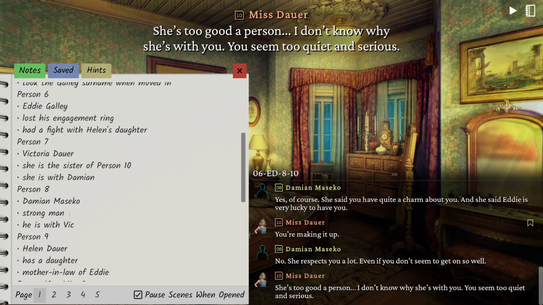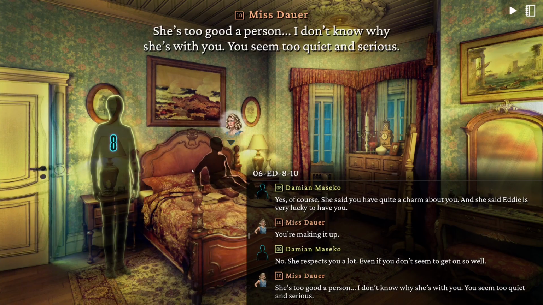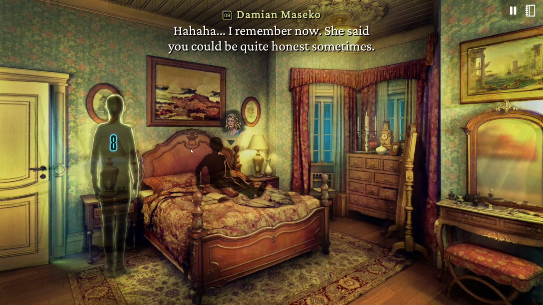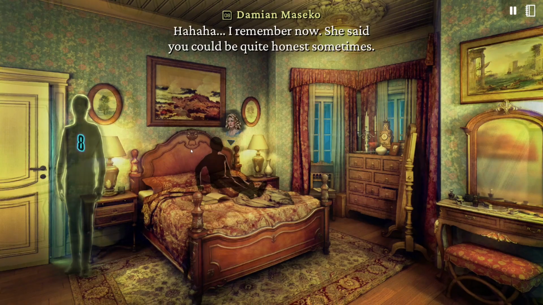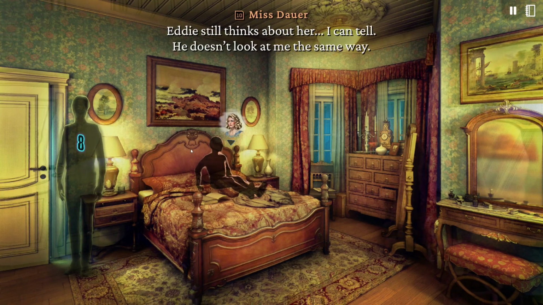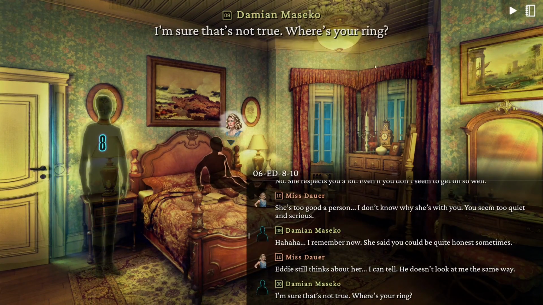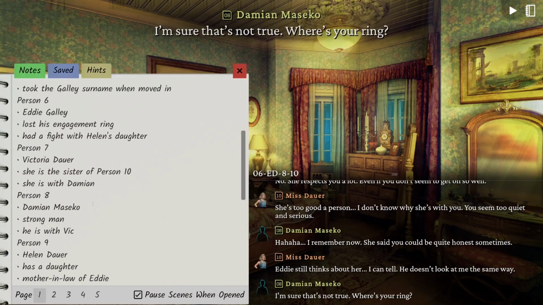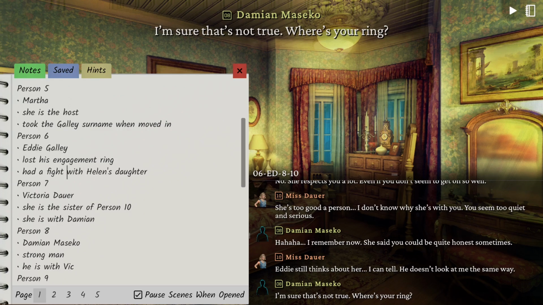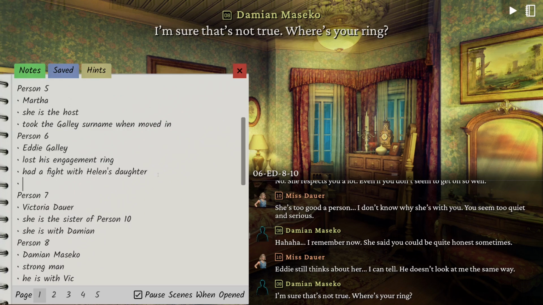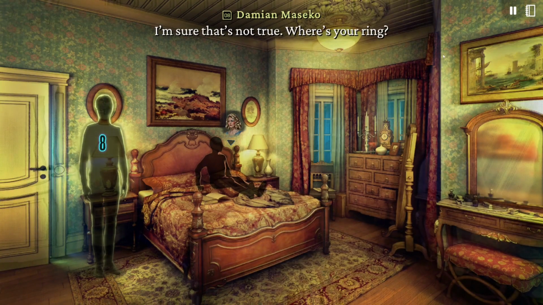Okay. I mean, I know it's duplicated information, but at some point I will forget it. So. I remember now. She said you could be quite honest sometimes. Eddie still thinks about her. I can tell. He doesn't look at me the same way. What? Eddie was in a relation that I cannot write. Relation with Vic. Oops, wrong button. I'm sure that's not true.